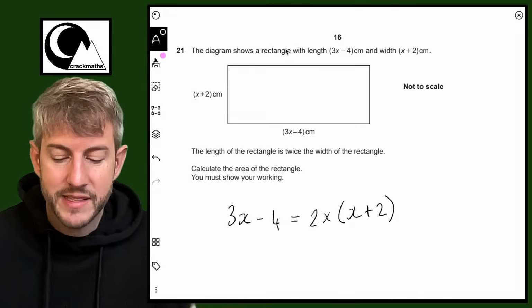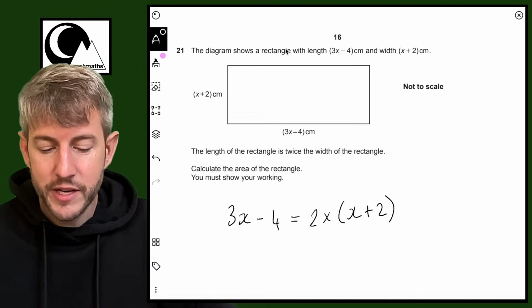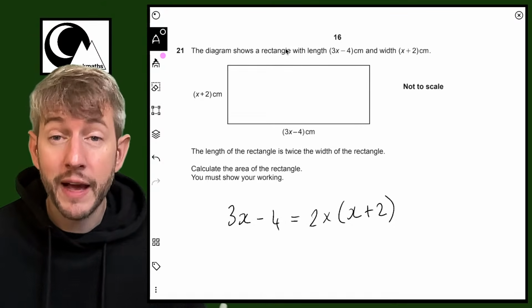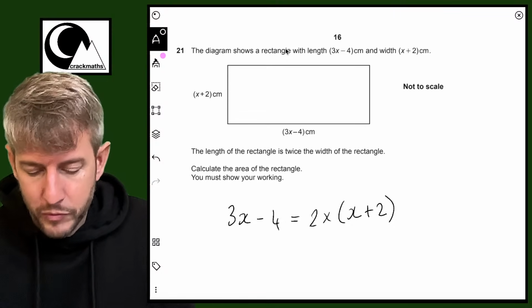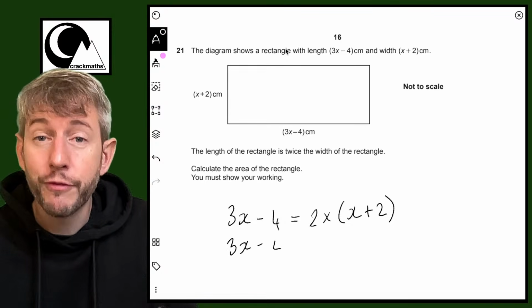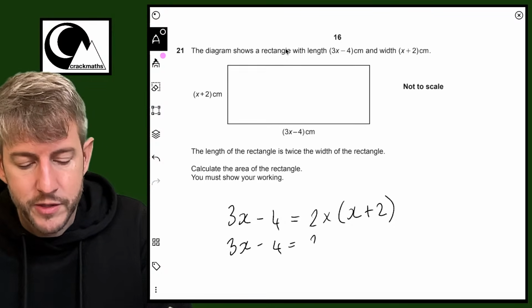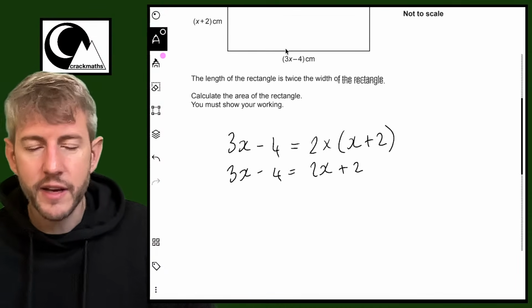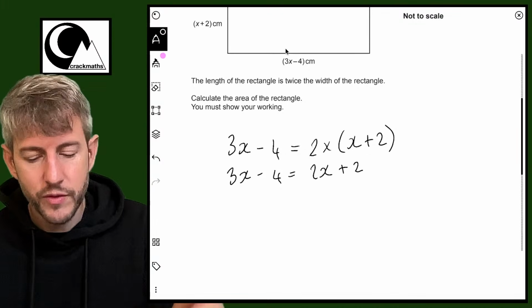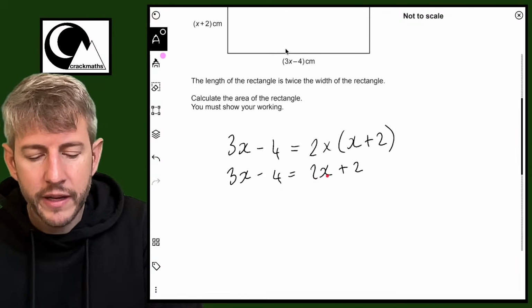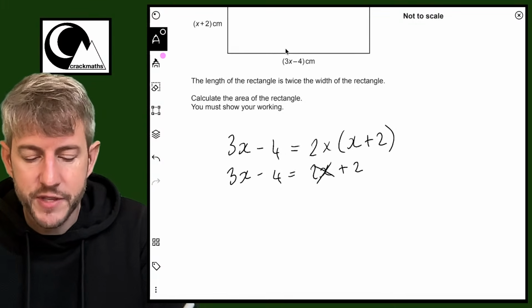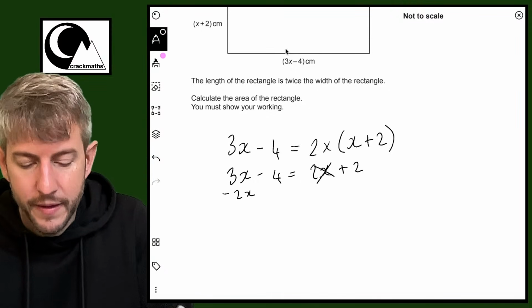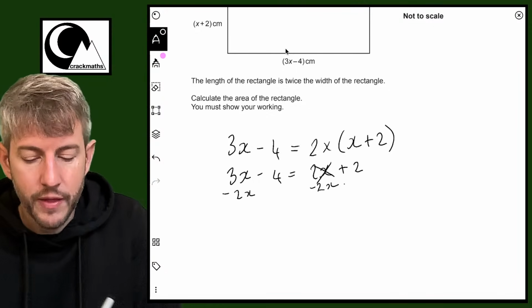Okay, but let's start having a look at solving this equation. So if I've got 3x minus 4 equals this, the first thing I'm going to have to do is expand this bracket. So I know that 3x minus 4 equals 2x plus 2. Then what I've got to do is get the x's on one side and the numbers on the other. So I'm going to start off by removing 2x from both sides. So I'm taking the 2x away from here, so I've also got to take away 2x from there. I'll take away 2x underneath like that to help.